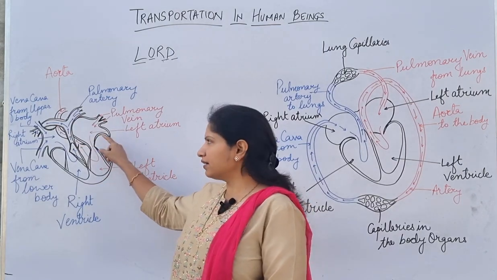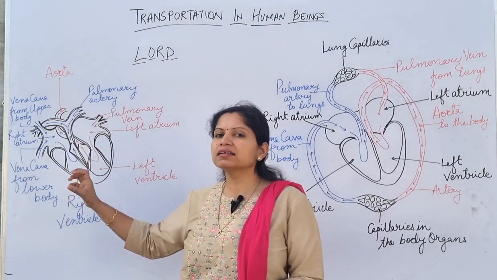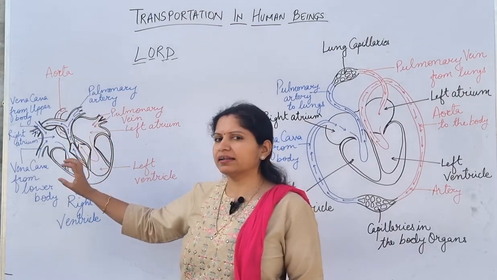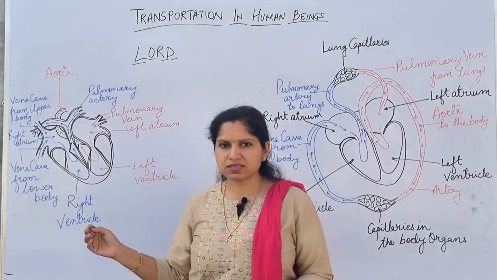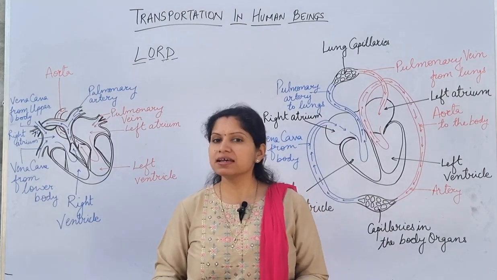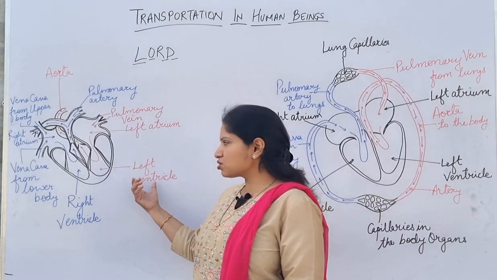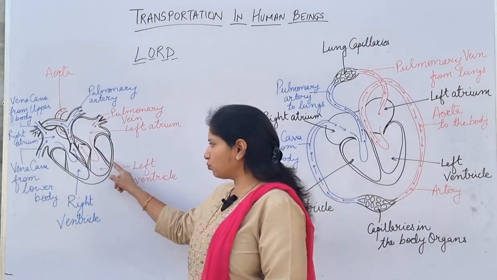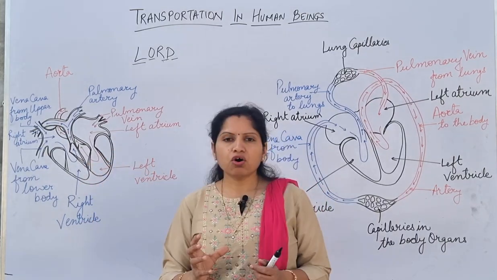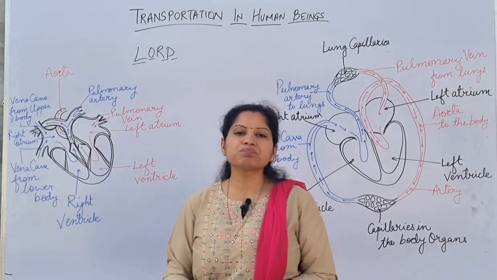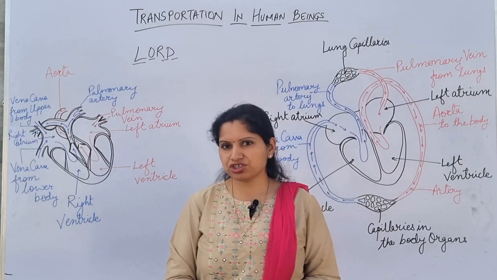The wall of the heart is made up of muscles, and these muscles are thinner in case of atrium and thicker in case of ventricles. Both the ventricles have thicker walls and both the atrium have thinner walls. And the maximum thickness of walls is in the left ventricle. Okay, so this is how double circulation takes place.